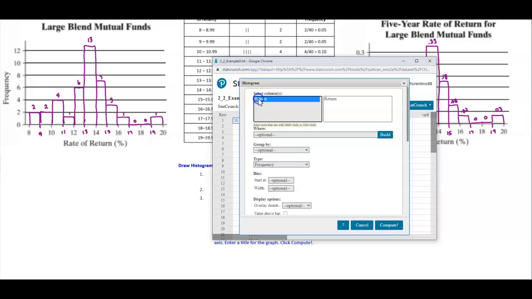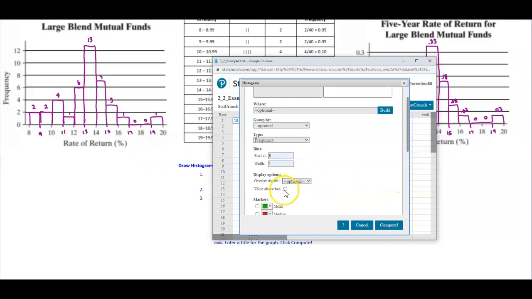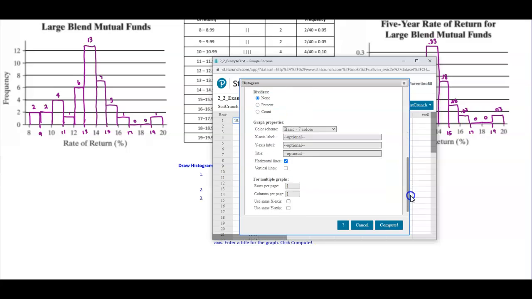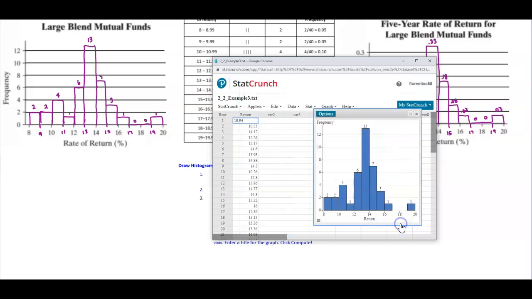We're going to make sure that we select this column. We want our frequency. And then where are our bins going to start? Well, we started at 8, so we want to make sure that 8 is in there. And then our width is going to be 1. And then we'll keep our values above the bar so we can compare to that. And then that's it for that one. So we're going to go ahead and select Compute.